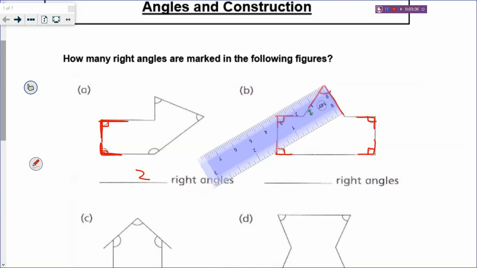So what angle is that? That is actually called an acute angle. An acute angle is less than 90 degrees. You will see the line going inside the ruler.